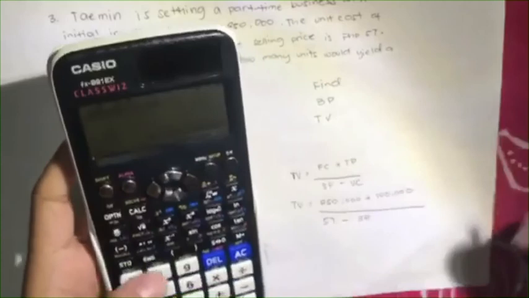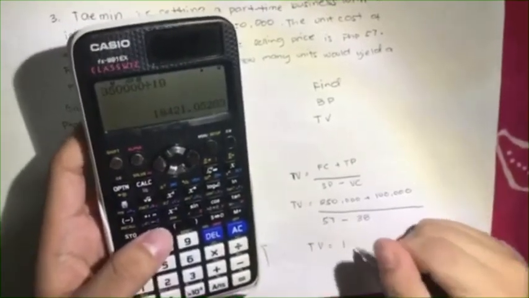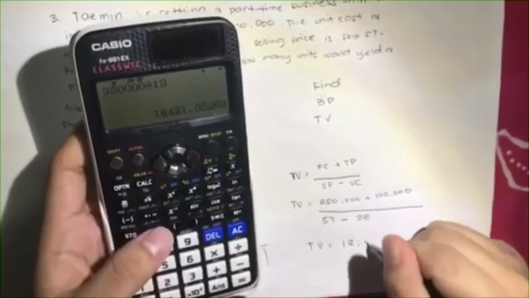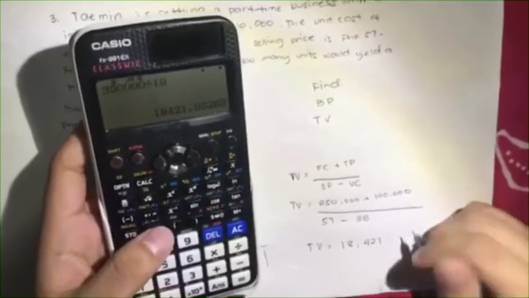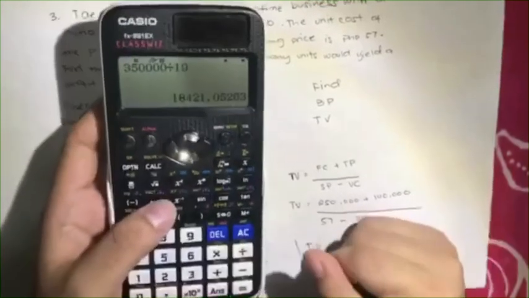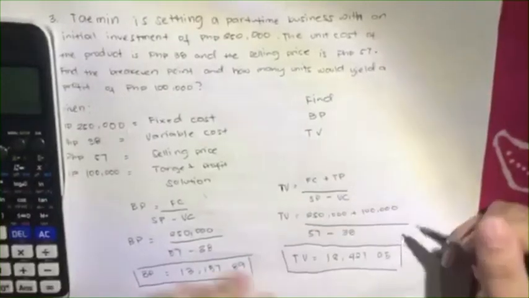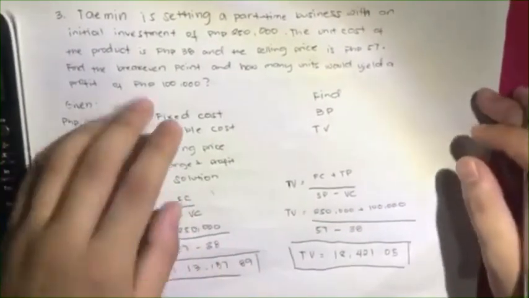We will have 18,421.05, and this is the needed units to yield a profit of 100,000.